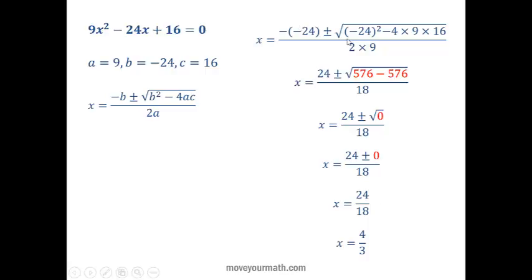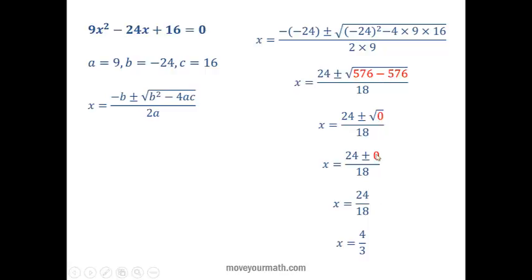Plus or minus the square root of B squared, which is minus 24 squared. And then take away 4AC, 4 times 9 times 16. All of that's over 2A. But what happens, you can see in red, 24 squared is 576. And 4 times 9 times 16 is 576. And that means this thing just disappears. It becomes 0, and the square root of 0 is 0.